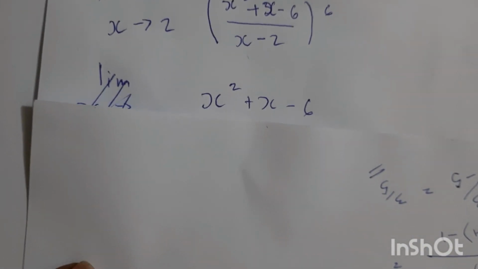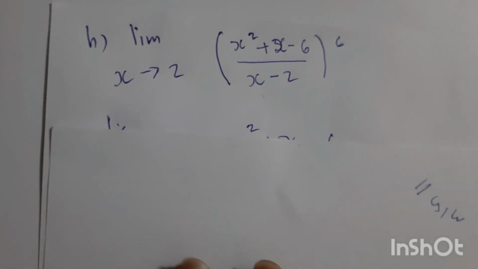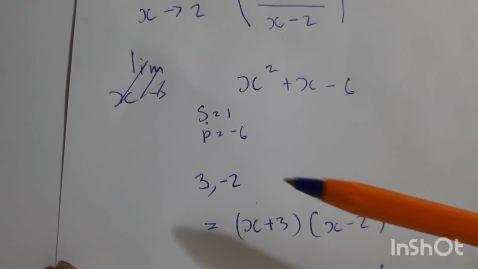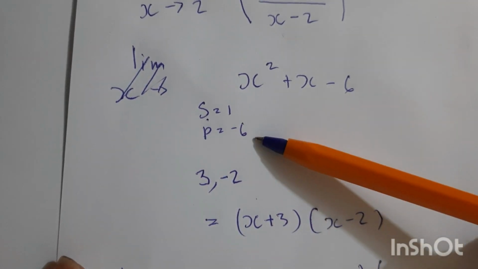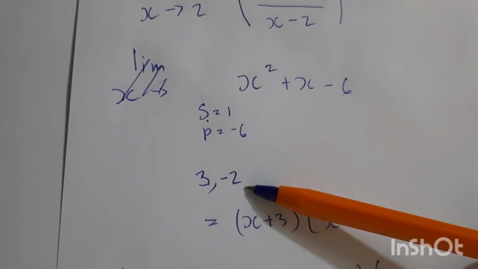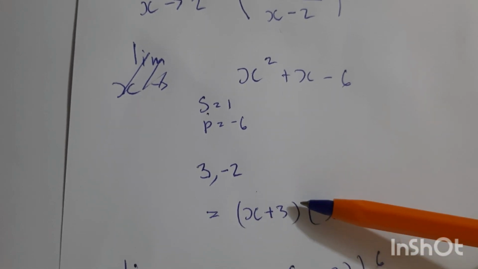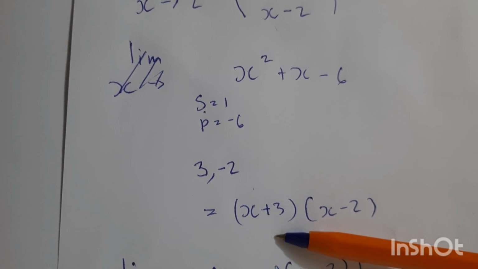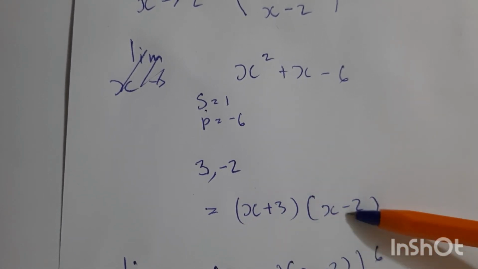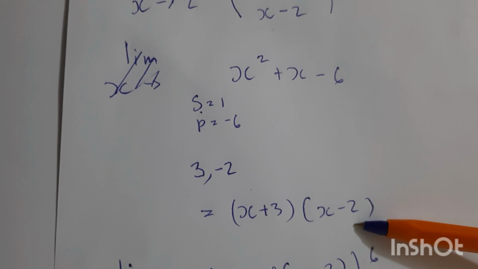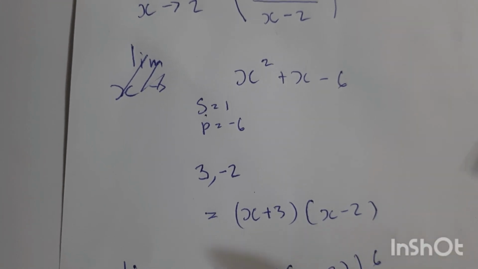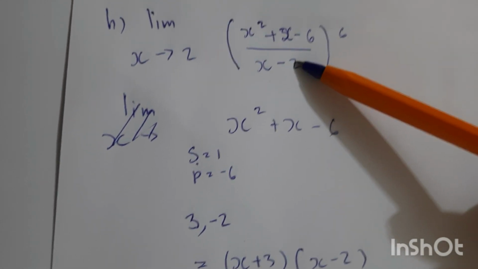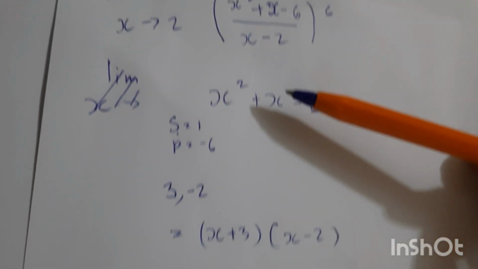So when we break this down, we have a sum of 1 and a product of -6. And what do you get as the factors? 3 and -2. And then we replace, so it's (x + 3)(x - 2), and this is what we get in the numerator. And then we're going to take this back into the original question.